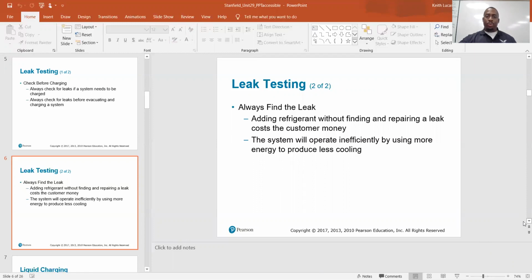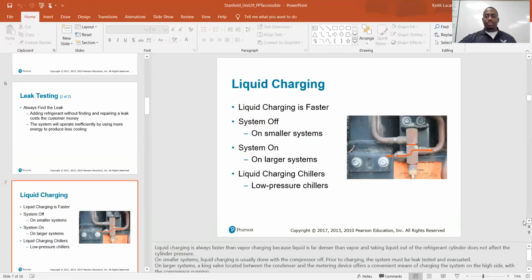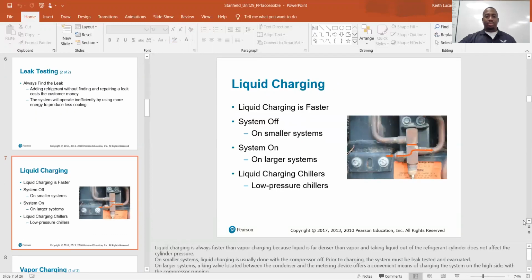If it's really low, I'm going to recommend a leak check and a repair. But if it's just off by a little bit, maybe. But it's a waste of money because your system is already lower than its maximum capacity, and then also you're literally just throwing refrigerant away.